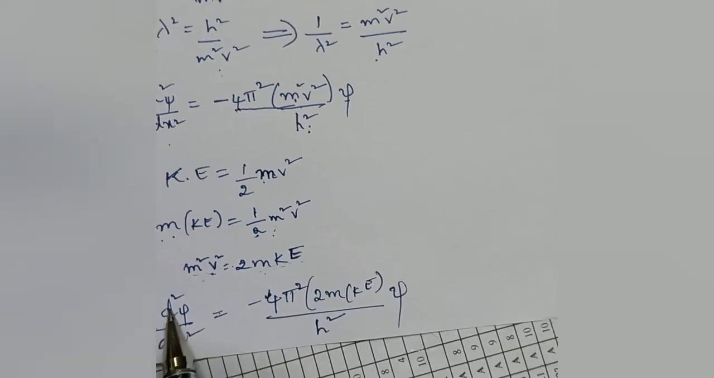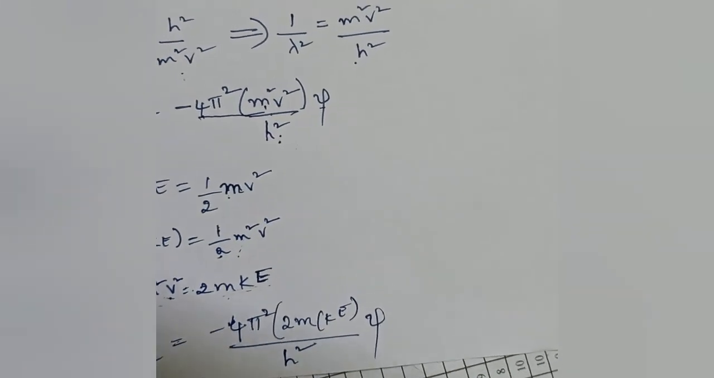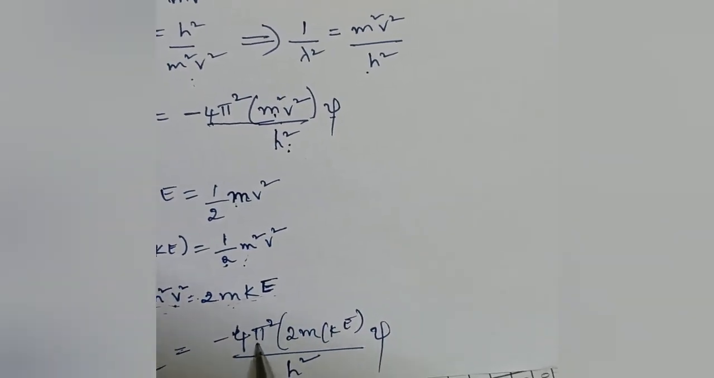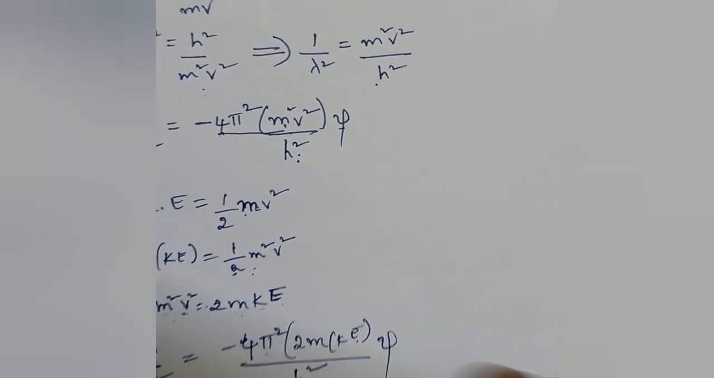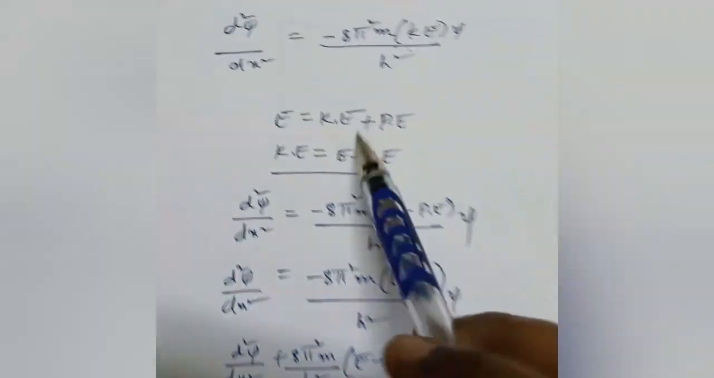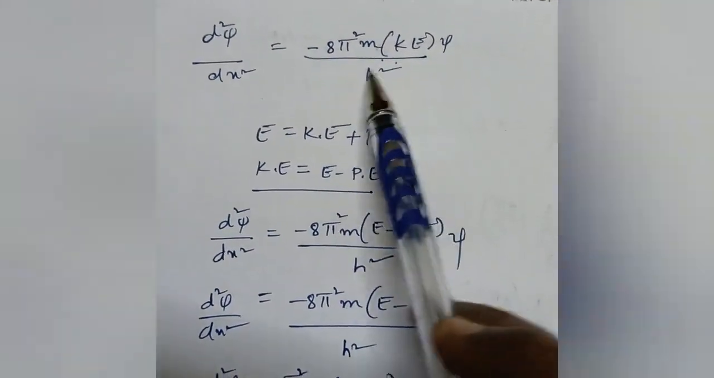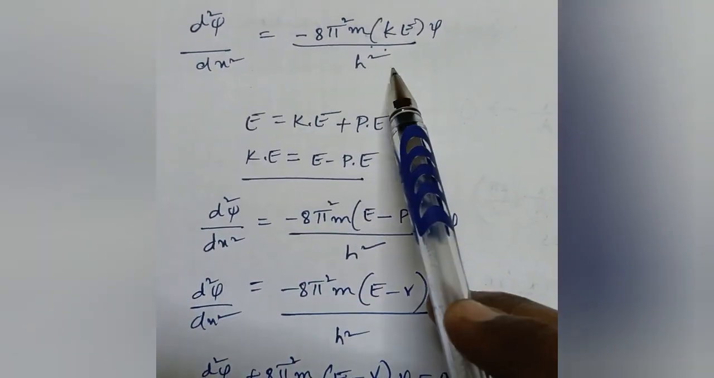Then the above equation becomes d square psi by dx square is equal to minus 4 pi square 2m KE by h square into psi. Clear? Now, after multiplying the values, this is the final equation.